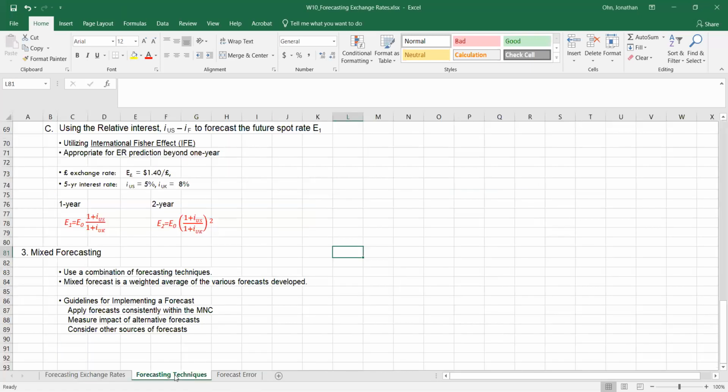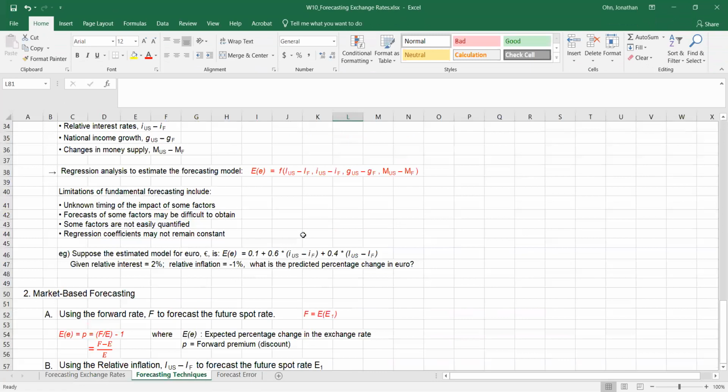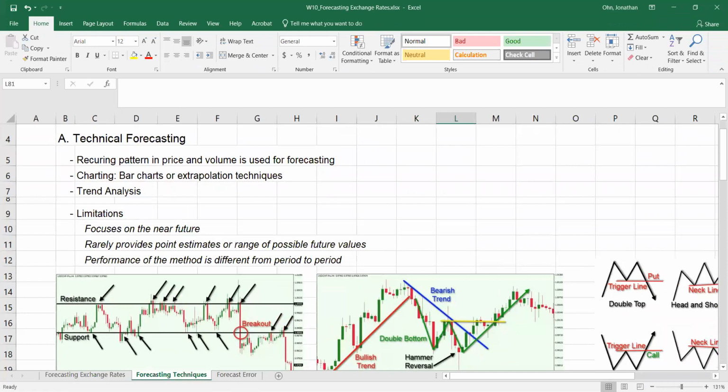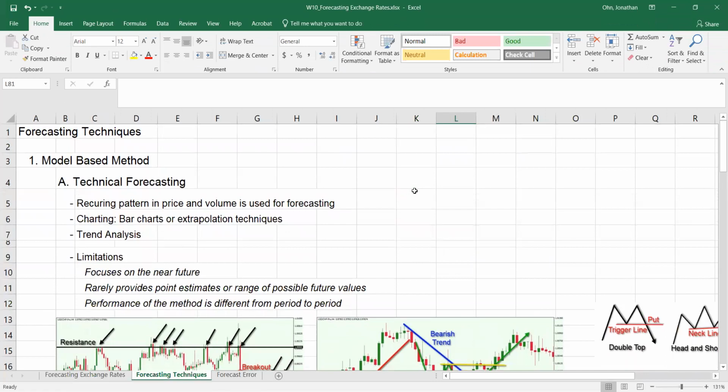Next page. Here we have different techniques. Let's talk about the major techniques of forecasting exchange rates. Roughly there are two different categories, two types. One is the model-based method, the other is the market-based method.